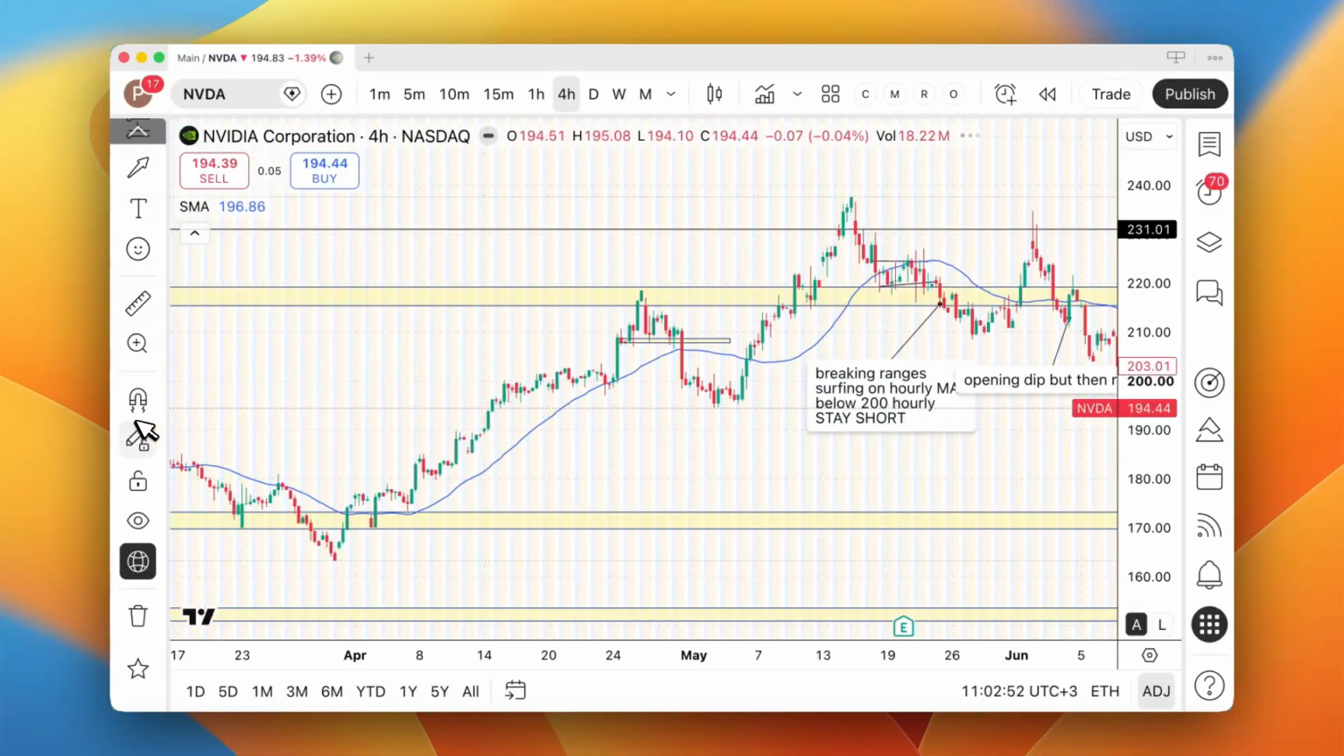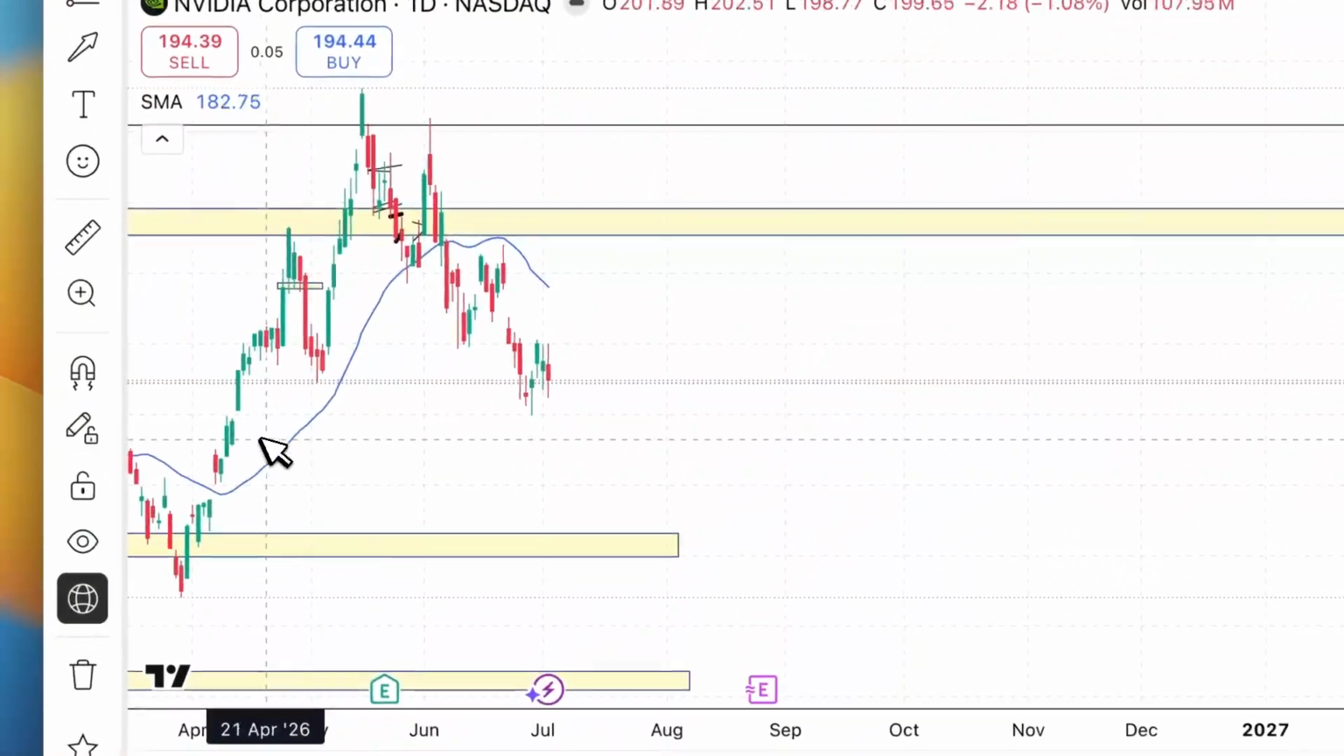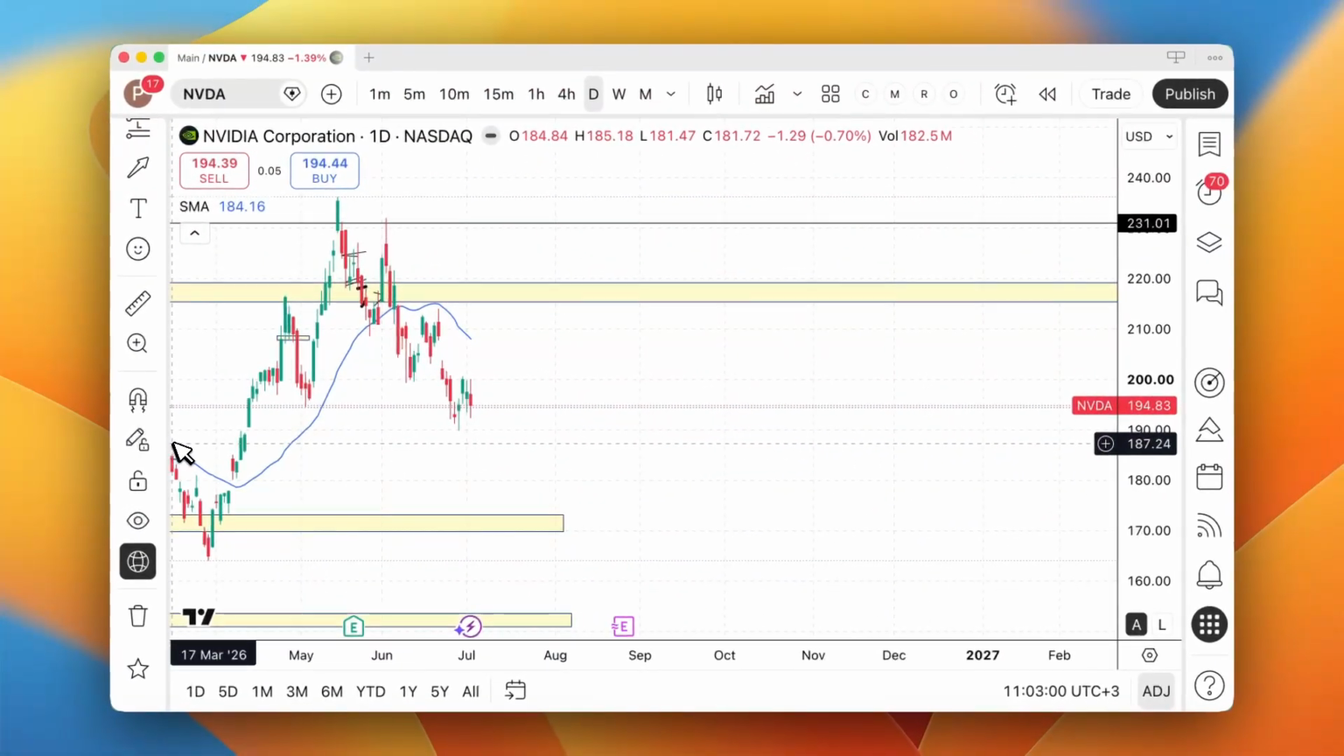So let's see it again. 4-hour here, March 17th. I go to daily and we see the daily chart here starts from March 17th.